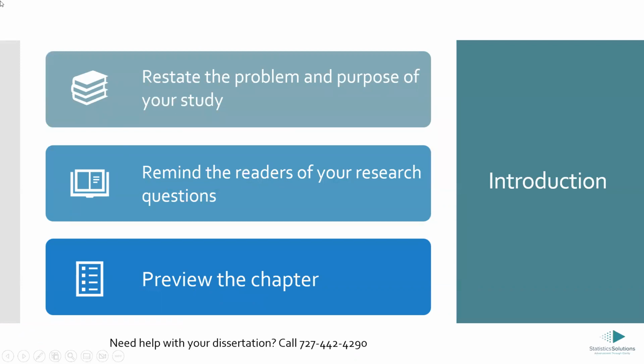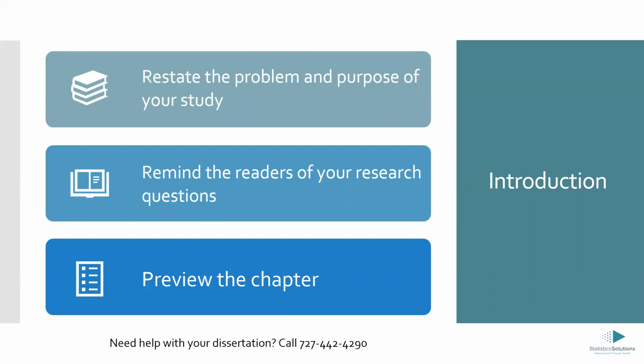You're going to be doing three things in the introduction. You're going to be restating the problem that you're addressing and the purpose of your study. You've already addressed this in your introduction chapter. You've addressed it at the beginning of your lit review chapter. You've addressed it at the beginning of your method chapter as well. This is to remind the reader of why you're doing this. And remember that your purpose should be worded the same way, verbatim, with each chapter.